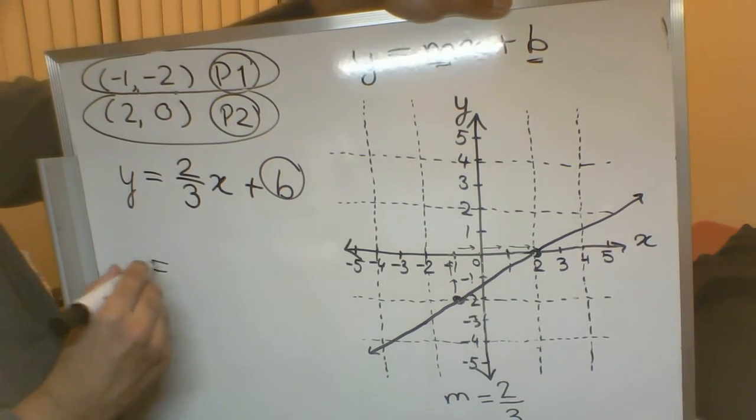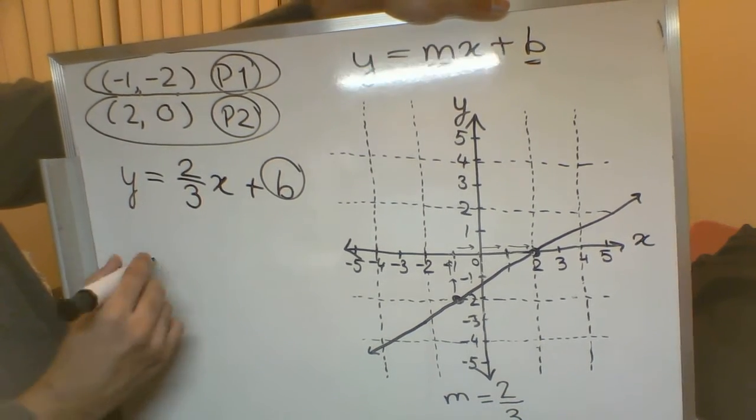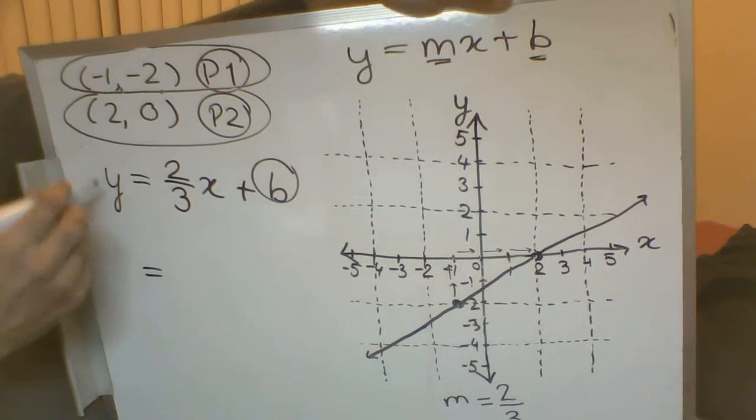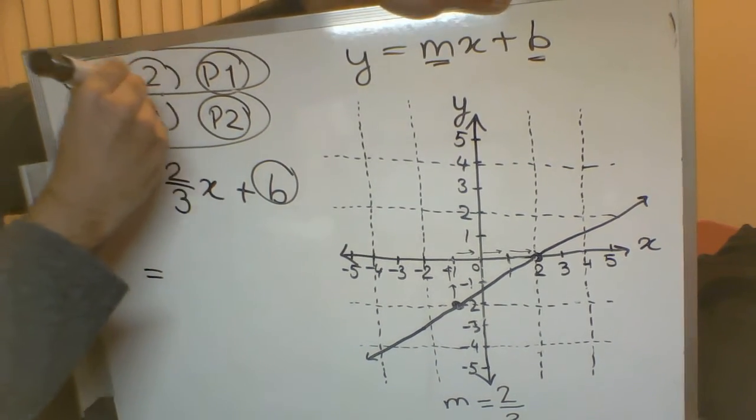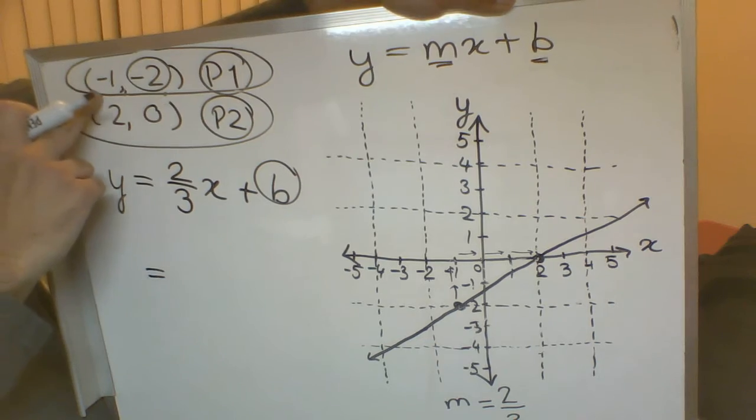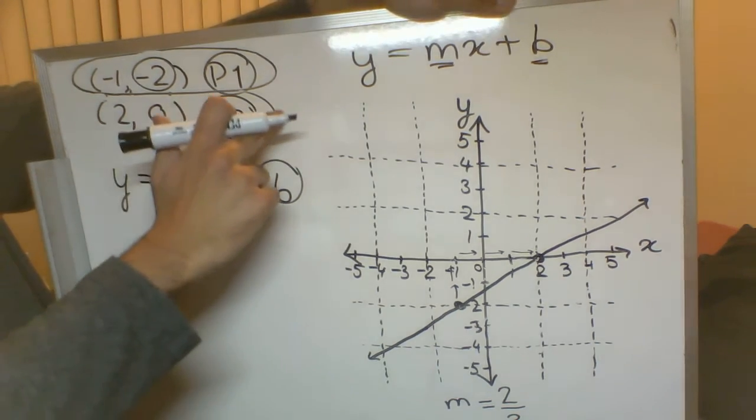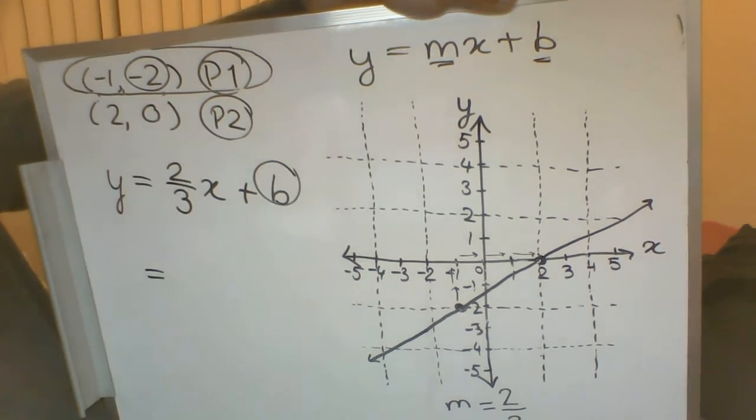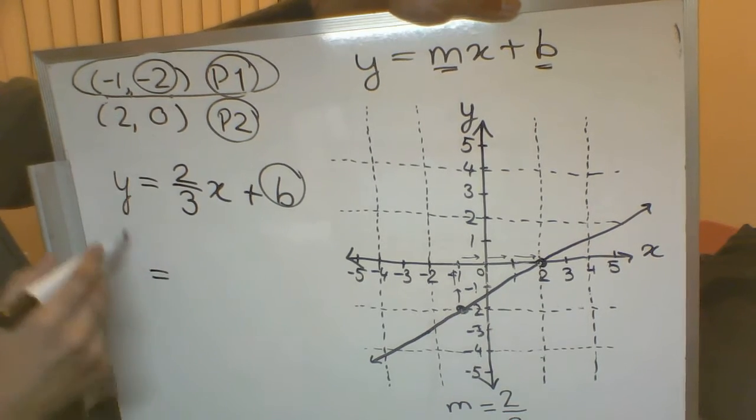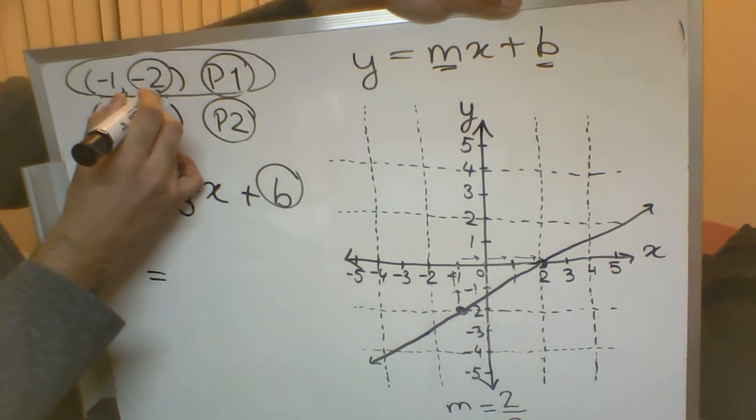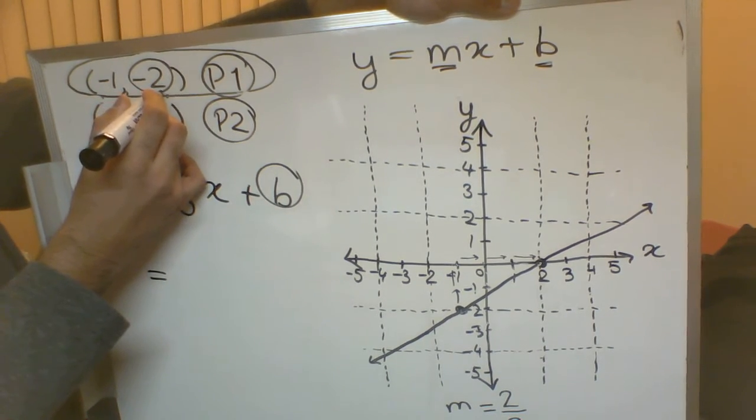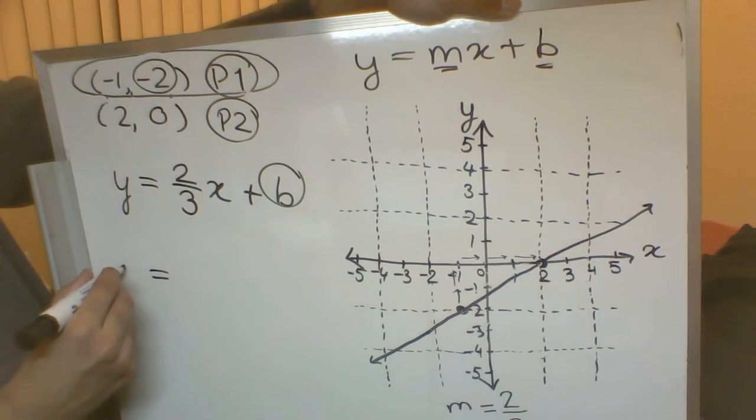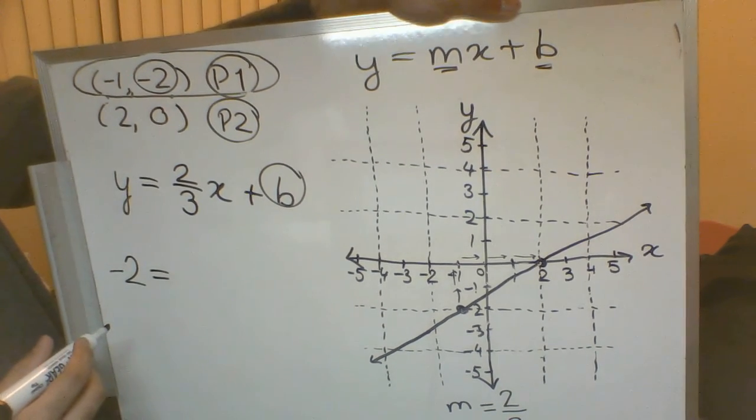So in the next line, I'm going to put an equal sign, but instead of putting y on the left side, I'm going to take the y-coordinate of the point. We're dealing with point 1, so I'm going to remove this circle around point 2. There we go. So we're going to take the y-coordinate of point number 1, so that's this -2 right here, and we're going to write that in place of y in the equation over here.